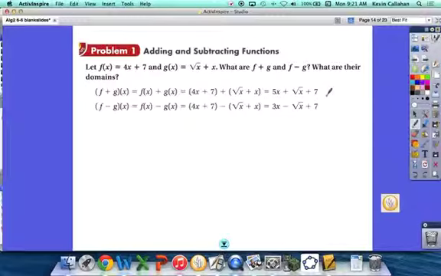A square root of a negative, right? You got a square root. So for this one in particular, if I was going to say the domain of this, I would have to say, well, we're taking the square root of x. So the domain has to be x greater than or equal to 0. Right, because of the square root, the domain is x greater than or equal to 0.